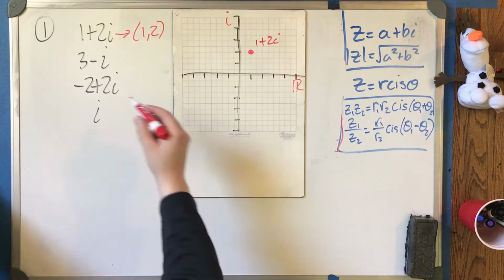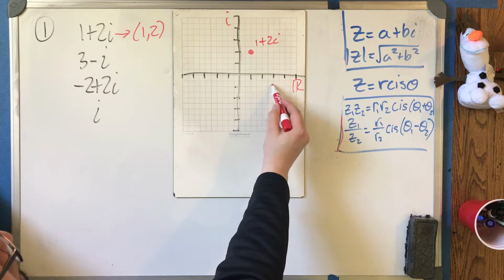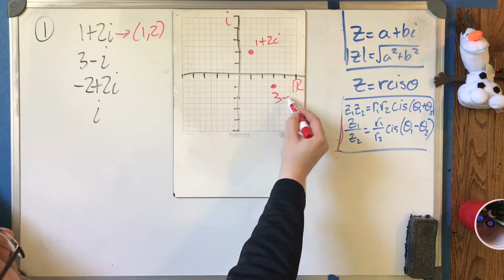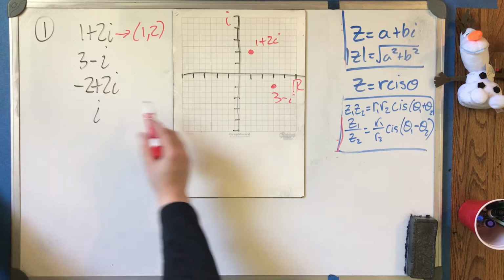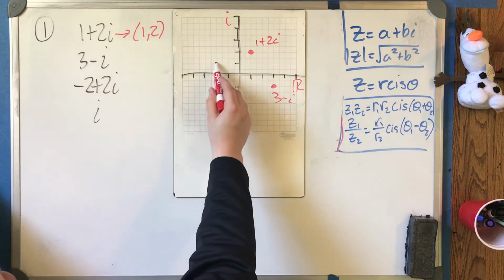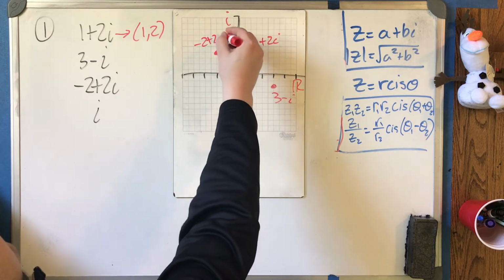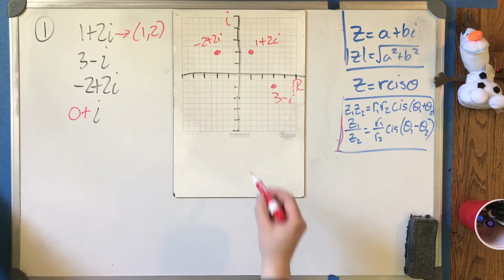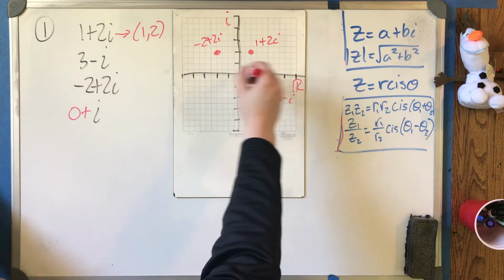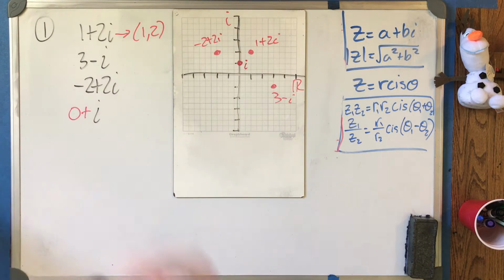Next we have 3 minus i. So I'm going to go 3 in the real and down 1 in the imaginary. So that's right there. There's 3 minus i. Negative 2 plus 2i, so that's negative 2 in the real, and then up 2 in the imaginary, so that's right there. And then we have this one, which has an imaginary 0 plus i in front of it, so we go 0 in the real direction and up 1, so that's right there. So that's i. And there you have it.